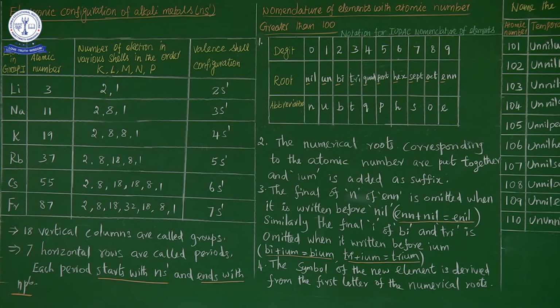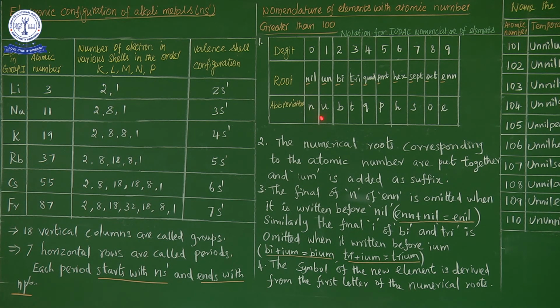So it's abbreviation, short form. The first letter for nil is n. So to give the symbol... the root word is used for giving the name of the element, and abbreviation is used to give the symbol for that element. The abbreviation is the first letter of the root word.